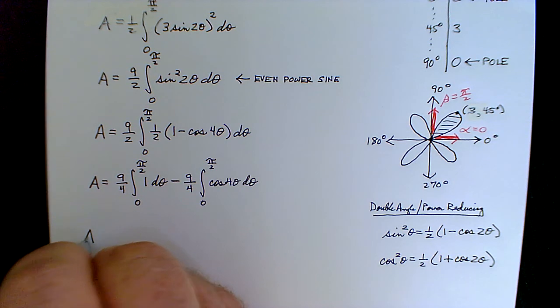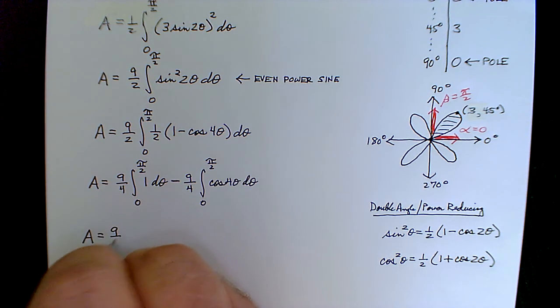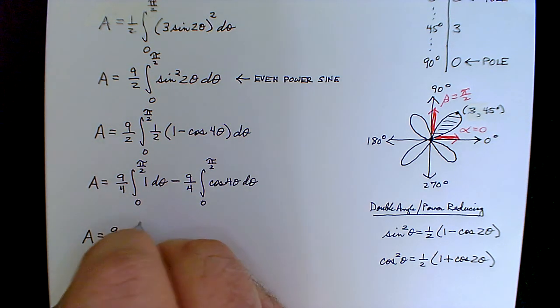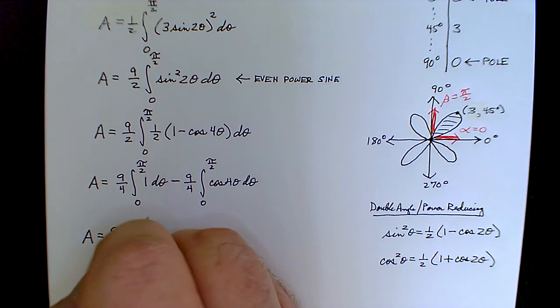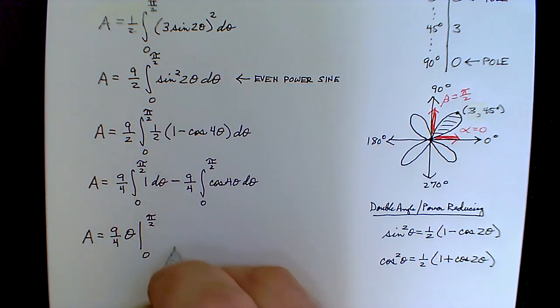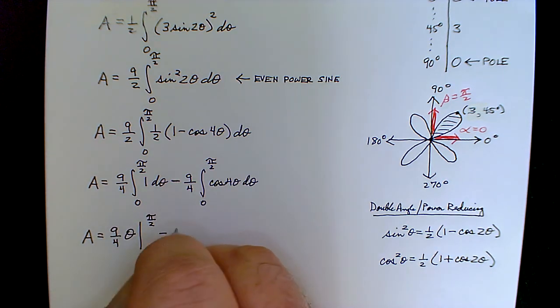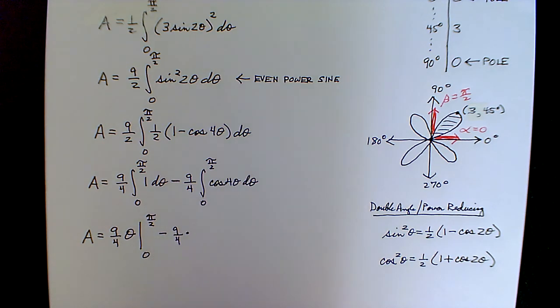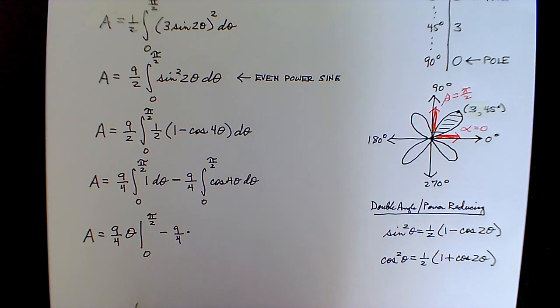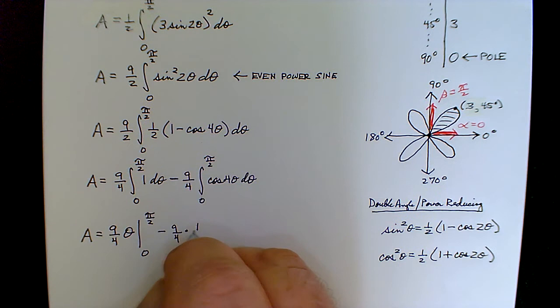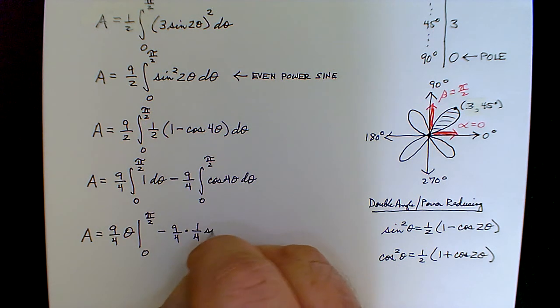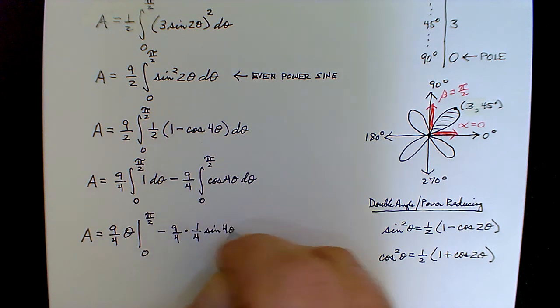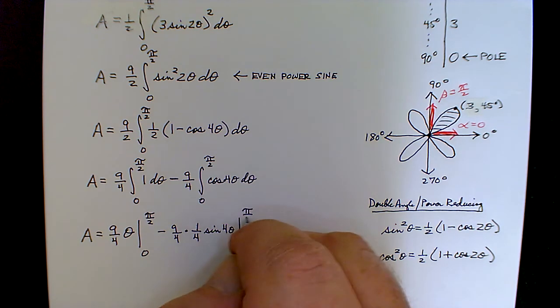Okay, so here integrating 1 with respect to theta, we get theta. That's evaluated from 0 to pi over 2. And then we have the minus 9 quarters, and then integrating cosine of 4 theta. There's our linear argument rule again. So 1/4, cosine becomes positive sine, so 1/4 sine of 4 theta, and that's evaluated as well from 0 to pi over 2.